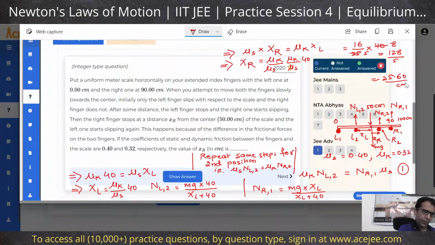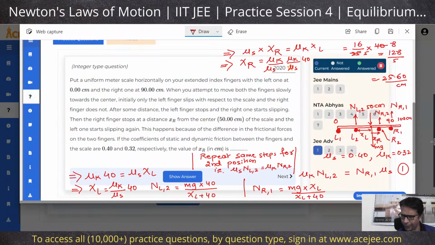Okay. तो इसमें I hope the math is right. So I'll go with that assumption. Let's understand the logic behind the question. So what they are saying is that initially your left finger is at the 0 mark and the right finger is at the 90 centimeter mark, not the 100 centimeter. Right? So as you can tell, the normal force on the left finger would be greater.